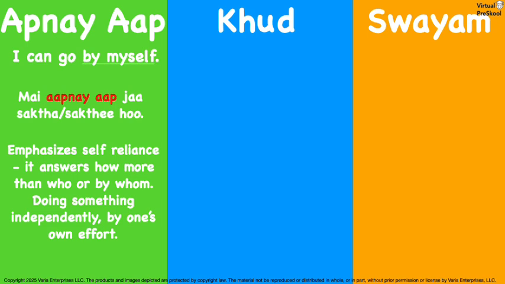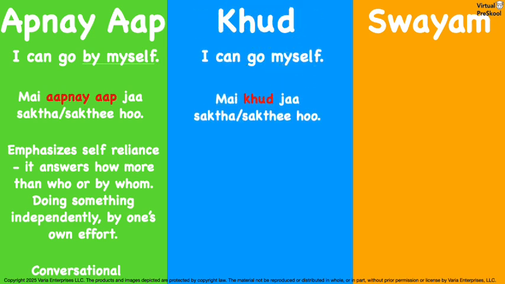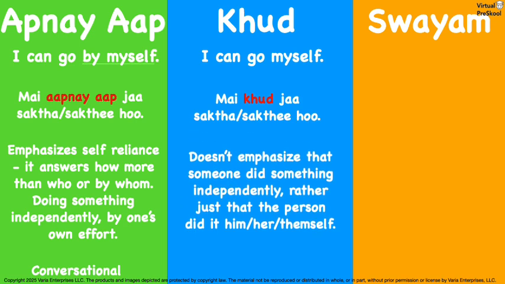Now let's look at khud. Khud is more like, I can go myself. मैं खुद जा सकता or मैं खुद जा सकती हूँ. This one is more like, no worries, I can go myself. This does not have an emphasis on self-reliance or independence. Rather, it's more just about how someone did it, the action. They did it himself or herself.